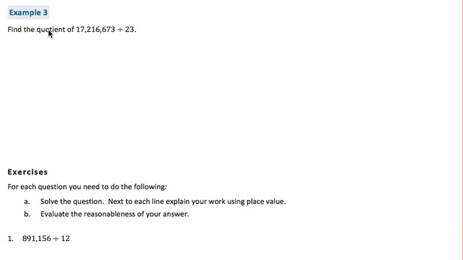And in our final example, finding the quotient of 17,216,673 divided by 23. I would round my 17 million up to 18 million to do my estimate, because I know that 23 could round to 20 very easily, and 18 million is easier to divide by 20 than 17 million. So 18 million divided by 20 would be 900,000.